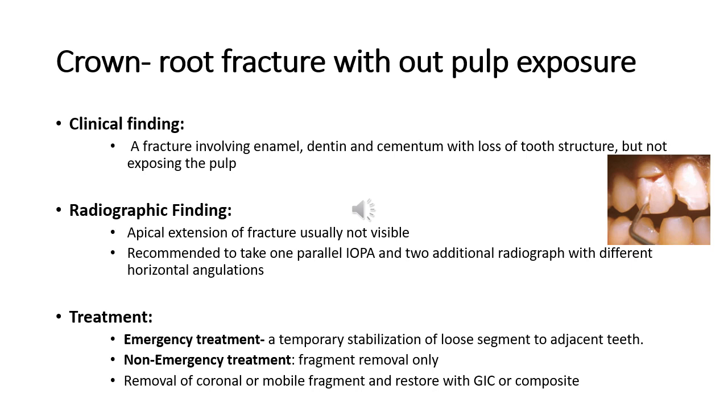Radiographic findings: the apical extension of the fracture is usually not visible, and the radiographs recommended are periapical, occlusal, and eccentric exposures, to rule out luxation injuries and root fractures. Treatment for this involves mainly three modalities for crown root fractures without pulpal involvement. That is localization of the fracture line, which can be done using a CBCT, emergency treatment that will involve temporary stabilization of the loose segment, and lastly definitive treatment.